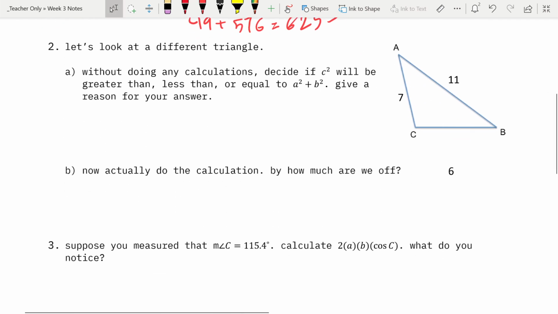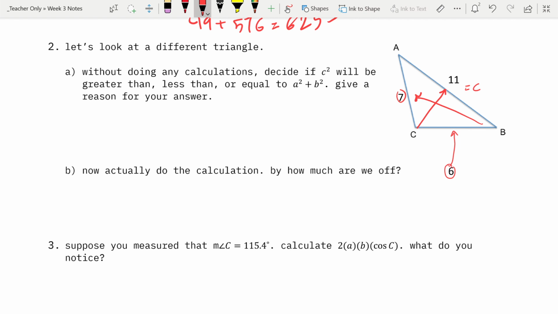Okay, a little more interesting, let's look at this one, and this side 6 is supposed to be up there, but floated off. So how could we say that c squared might be bigger than a squared or b squared, or less than or equal to, without knowing anything or doing any calculations? And again, this is c because it's opposite angle c. This is b because it's opposite angle b, just for clarification.